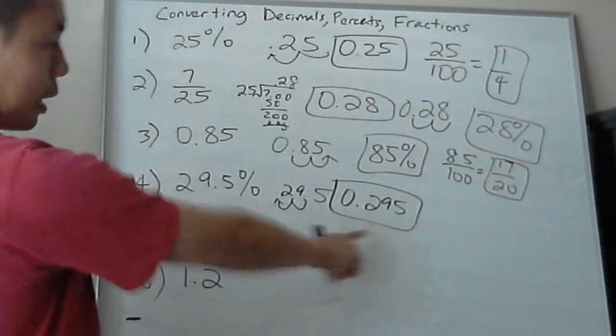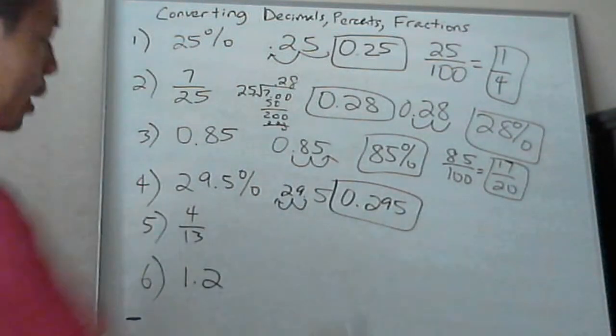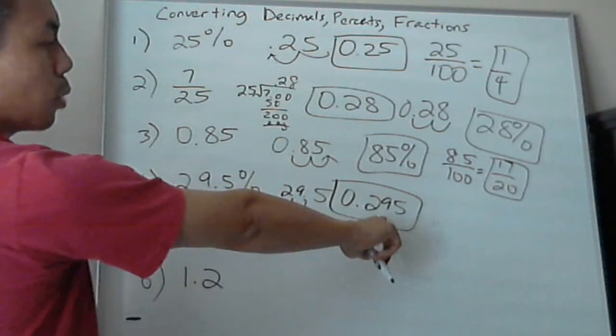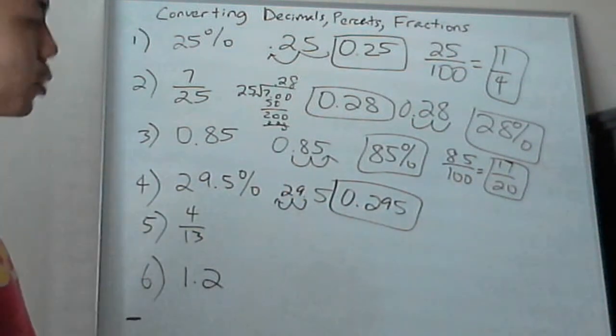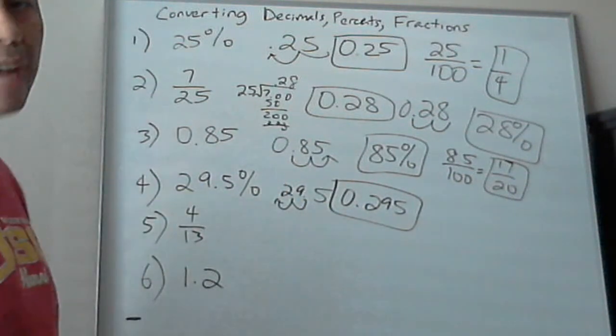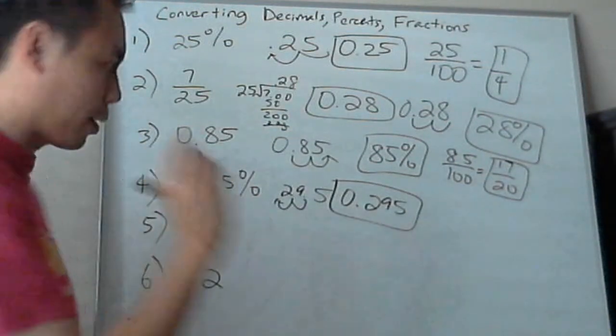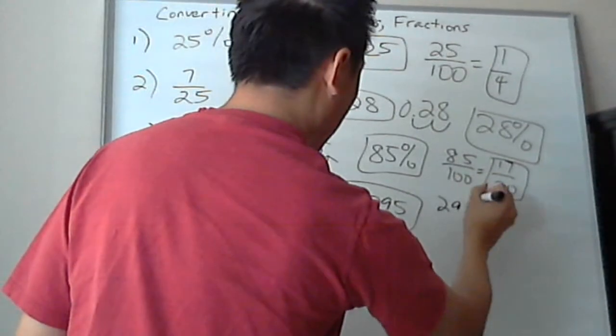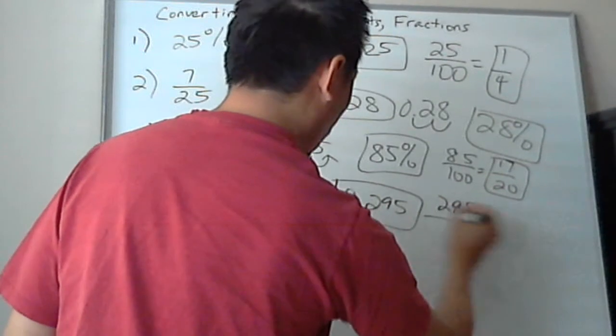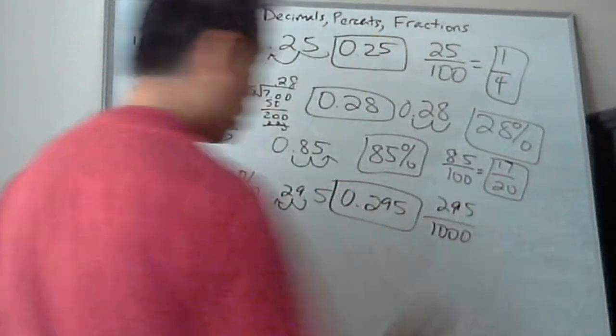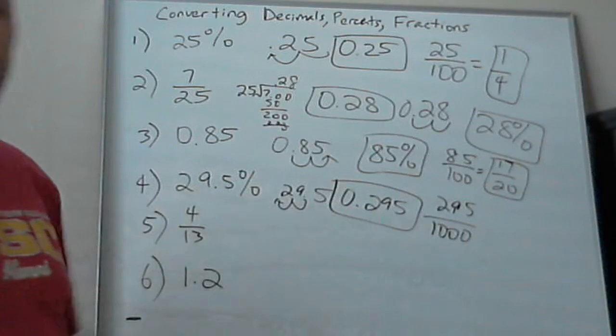And now, how do I change that into a fraction? Well, let's change it from the decimal. It's the easier way. So how do you read that? 0.295, or 295 thousandths, right? That's another way to read it. 295 thousandths is 3 spaces, right? So it's 295 over 1,000. Okay? And then you can reduce that.